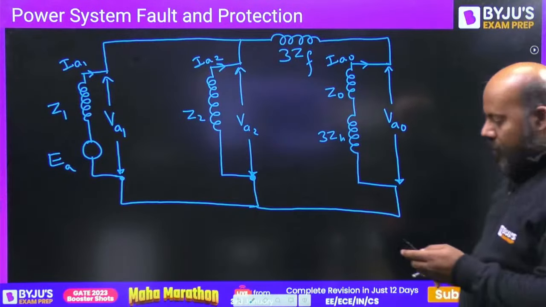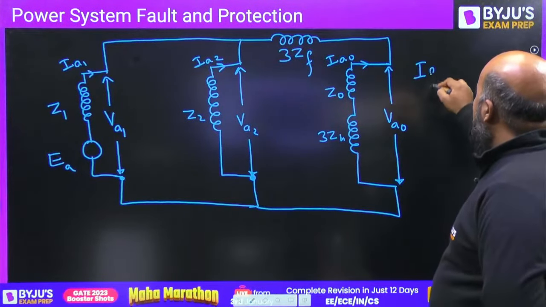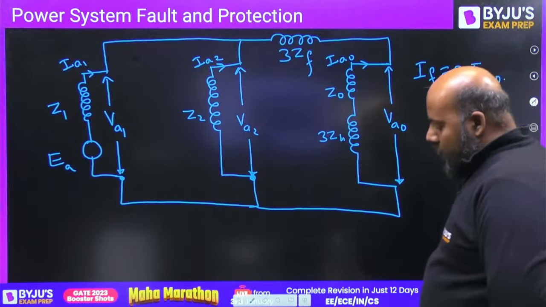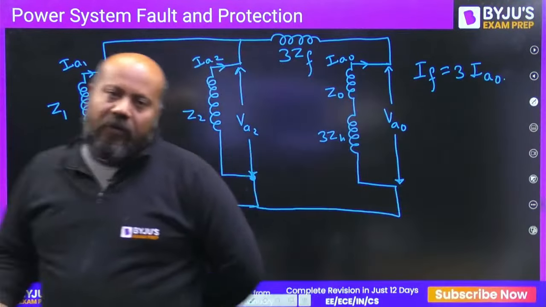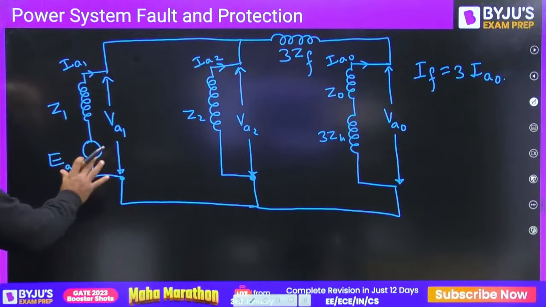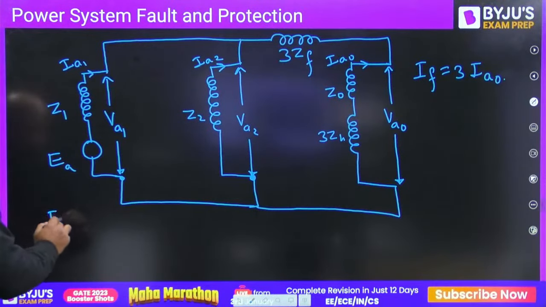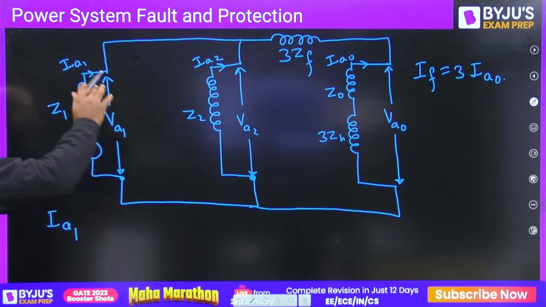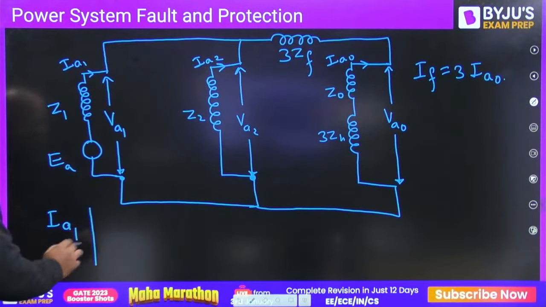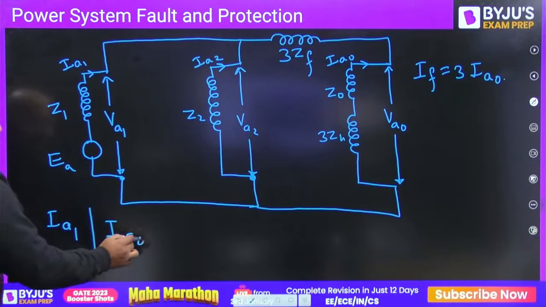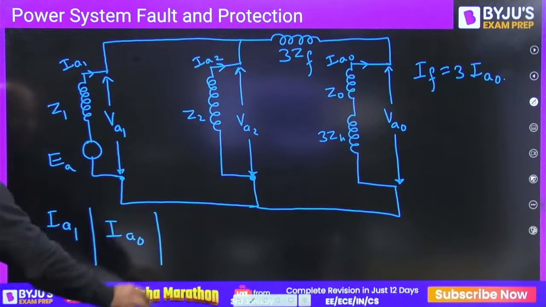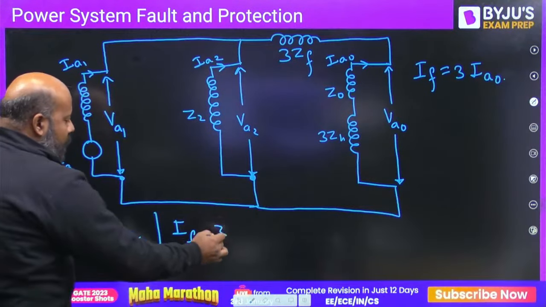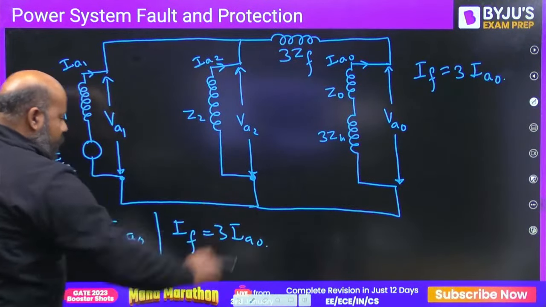Okay. And what is the fault current? The fault current is 3 times IA0. So, what is the first step you are going to do? From the circuit, you can see only one source is there. So, first you find what is IA1. Take the equivalent network, find what is IA1. Once you find IA1, you find IA0 by the current division rule. From the current division rule, you find IA0 and then the fault current is going to be 3 times IA0. Is it clear?